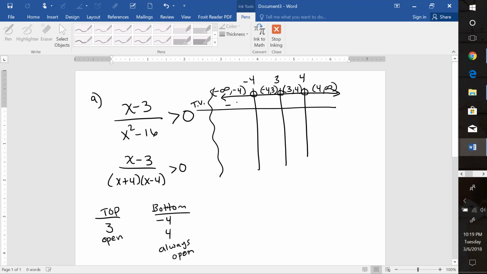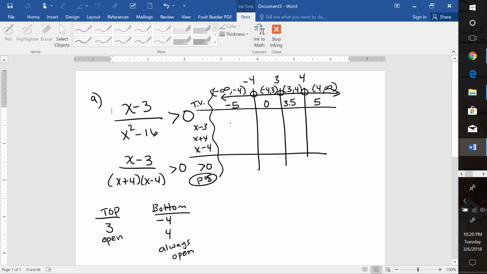So I'm going to pick something smaller than negative 4, so negative 5. Something between negative 4 and 3, I like 0. I'm going to have to pick a decimal for that one since there's no nice numbers in between. And something bigger than 4, I'm going to pick 5. You take your 3 factors, x minus 3, x plus 4, and x minus 4. You place them on this column right here. And then you want your final answer to be greater than 0, which is a positive answer overall. So we just plug this number individually into each of these factors.